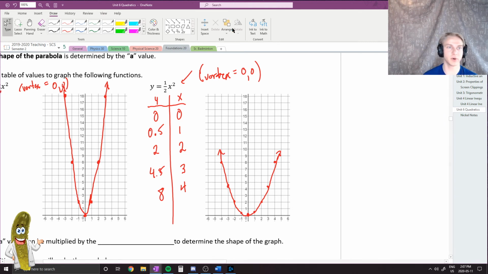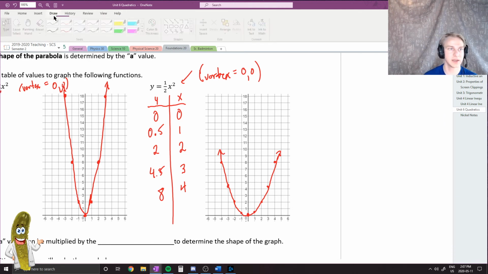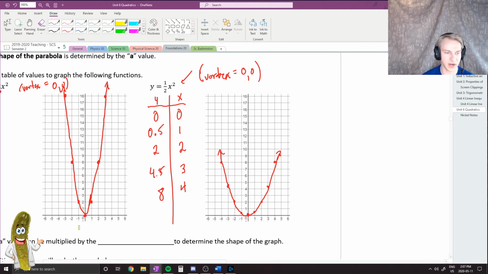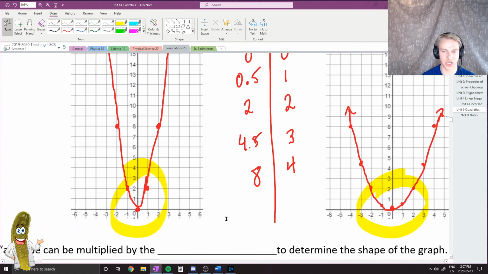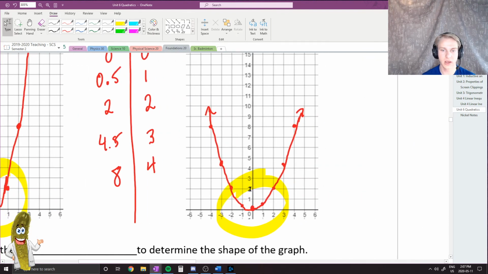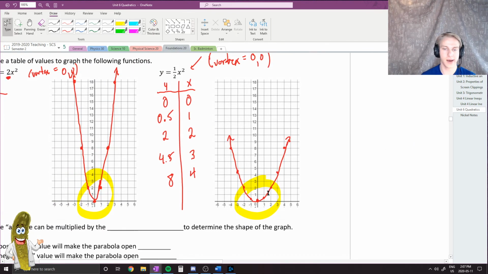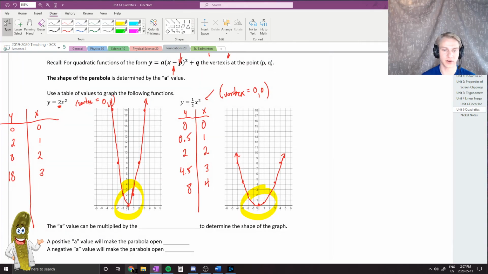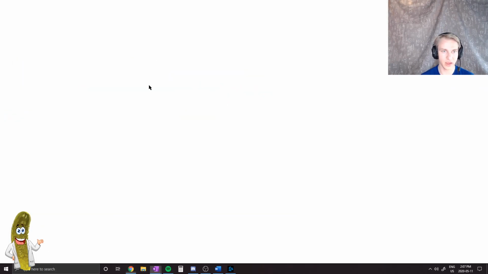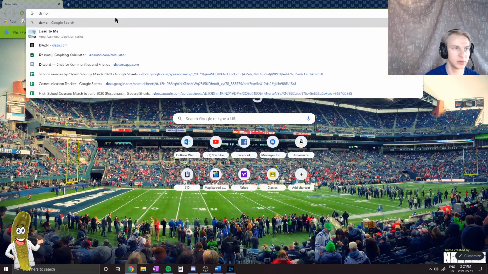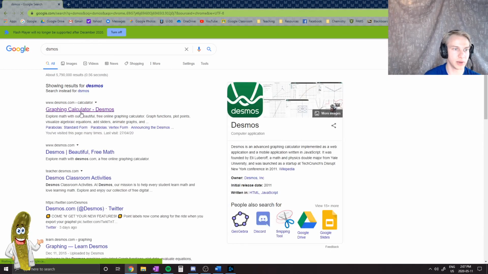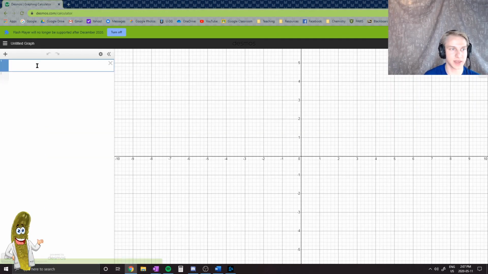What I want you to focus on here is the vertexes of both of these graphs. If you look at this vertex here and this vertex, they have very different shapes. The y is equal to 2x squared one is very narrow. The y is equal to 1/2 x squared is very, very wide. And if I were to pull up Desmos, we could see that that pattern would continue.